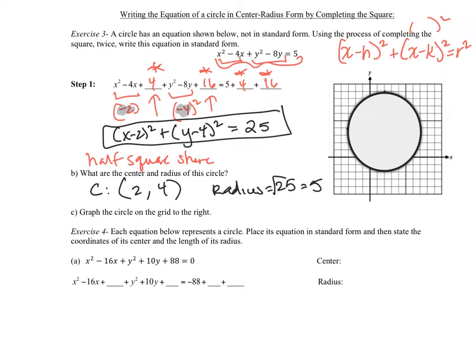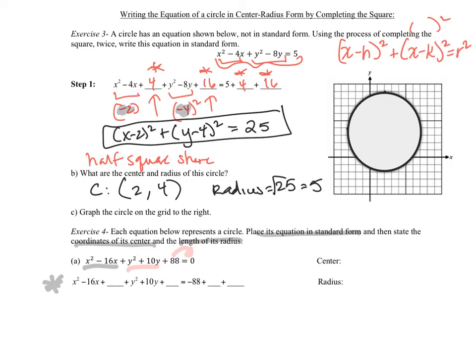Exercise 4, each equation below represents a circle. Place this equation in standard form and then state the coordinates of its center and the length of its radius. So that's what it wants. All right, so for A, you're just given some long, drawn-out equation, right? So what they're doing right here is breaking it down for you. They're taking the x's and separating them from the y's, and then we're bringing the constant to the other side as usual.